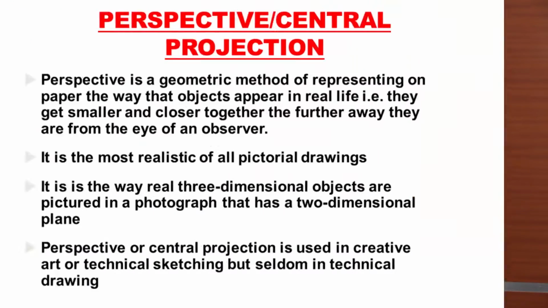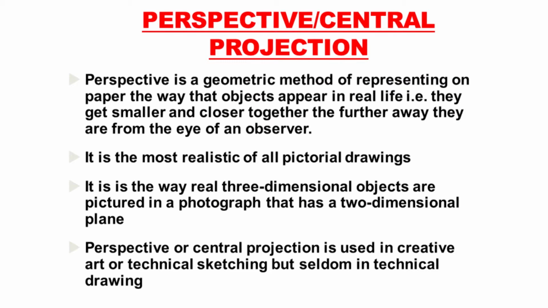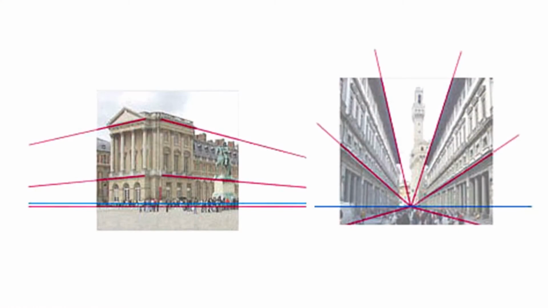So comes perspective. What is perspective? Perspective is a geometric method of representing on paper the way an object appears in real life. So it could be bigger, it could be smaller. You are seeing one building, and that building would actually have all 4 walls equal. But when you stand in front of the building and see it, one corner will be completely at one height, and the same wall will seem to converge to something else in your photograph. Why does it happen? This is all because of perspective. And how to draw this perspective?